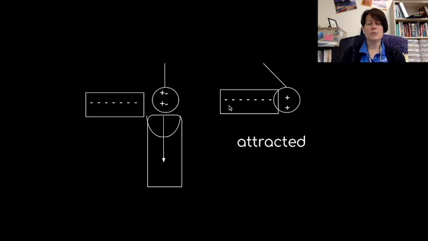Now that rubber rod will attract the pith ball because they have opposite charges. So when we charge by induction, we end up with an object that has the opposite charge as the object we use to charge it. So the pith ball has the opposite charge of the rod, whereas if it was contact, they would have the same charge and they would repel.